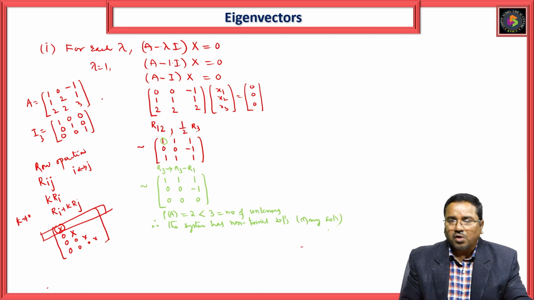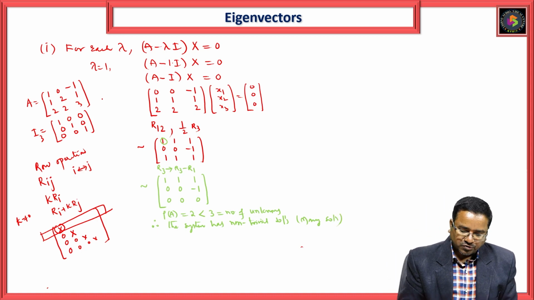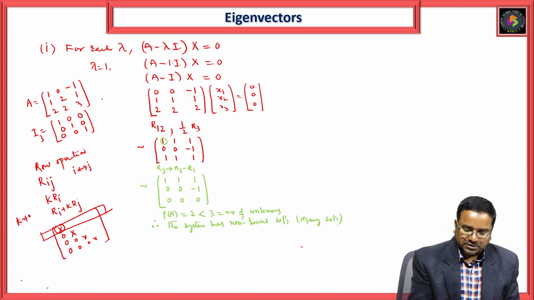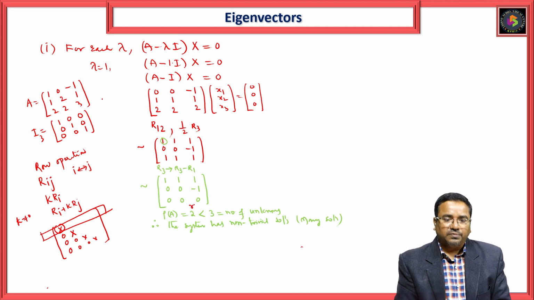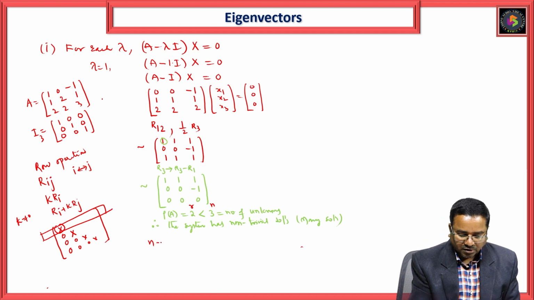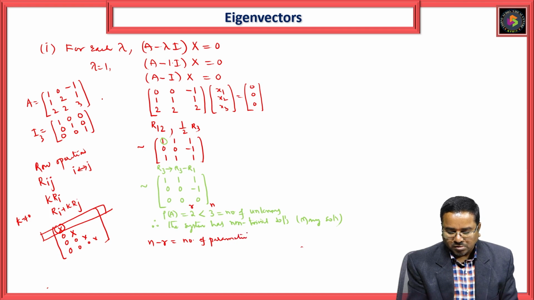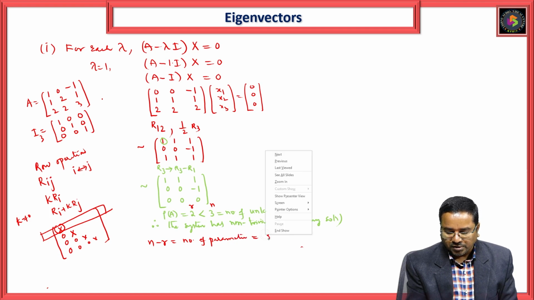Then how do we obtain these non-trivial solutions? Whatever rank we have, take it as R, and the number of unknowns you take as N. Then compute N minus R. This is called the number of parameters. So we get 3 minus 2, which is equal to 1.